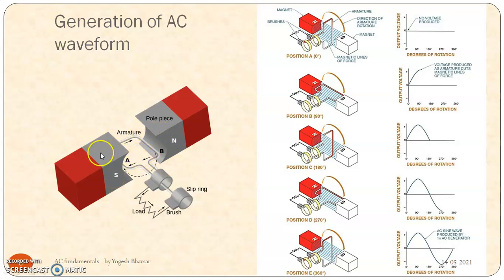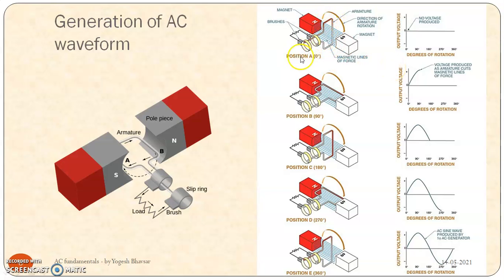Not the current carrying conductor, we have to apply Faraday's law. This conductor is moving inside the magnetic field, so there will be an induced EMF in the conductor, right? And this is due to the dynamically induced EMF. The EMF will be induced due to the dynamic principle. Now let us see the different positions of this conductor, and then we can see the waveform.